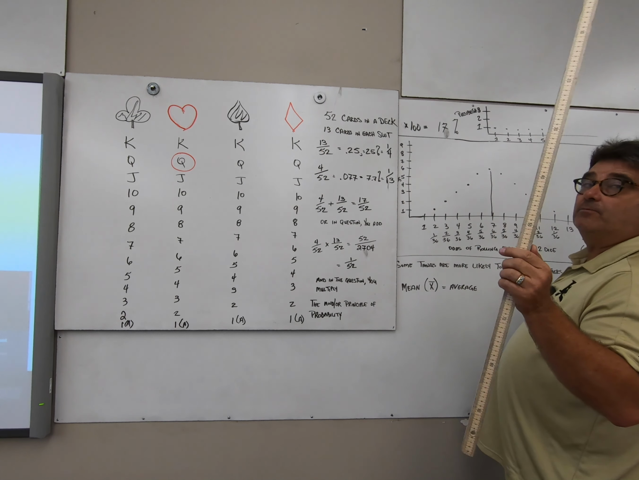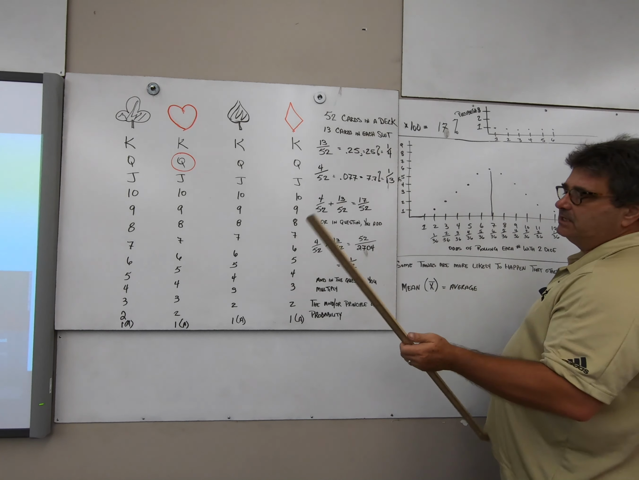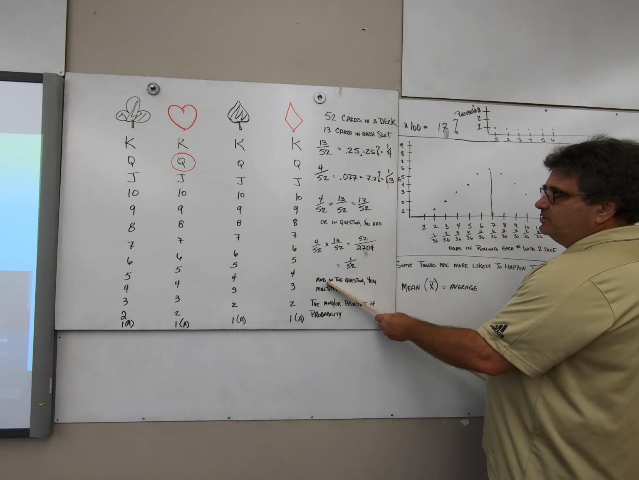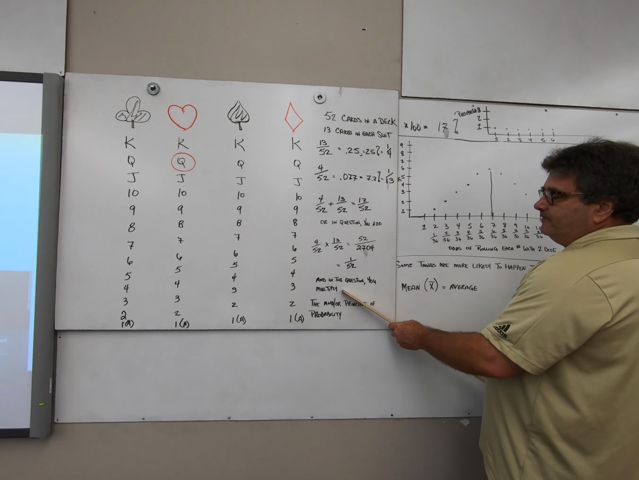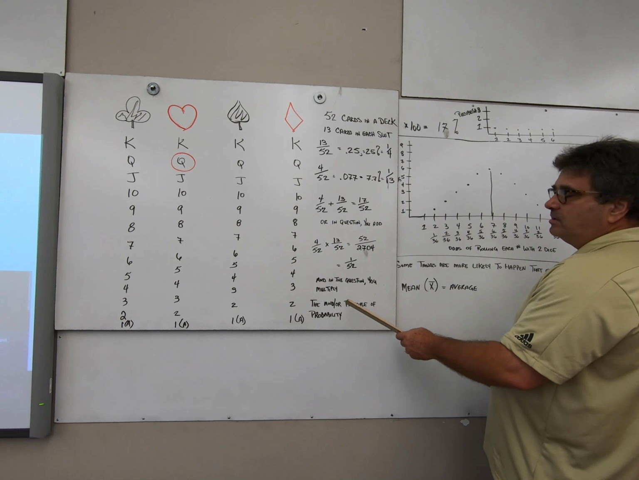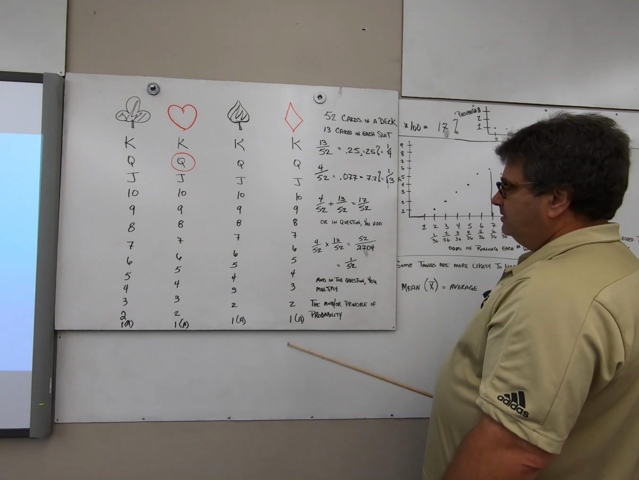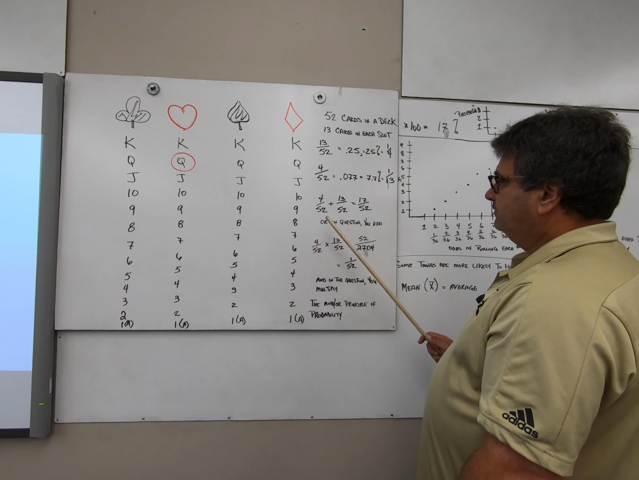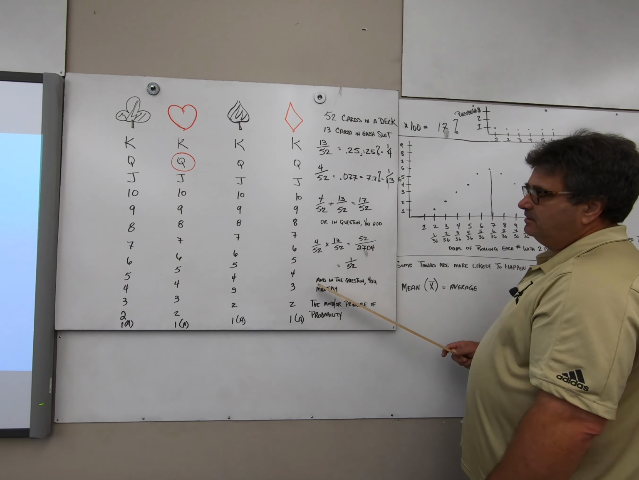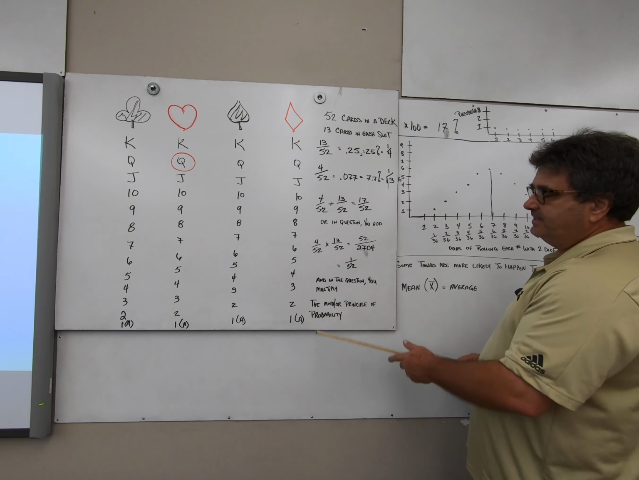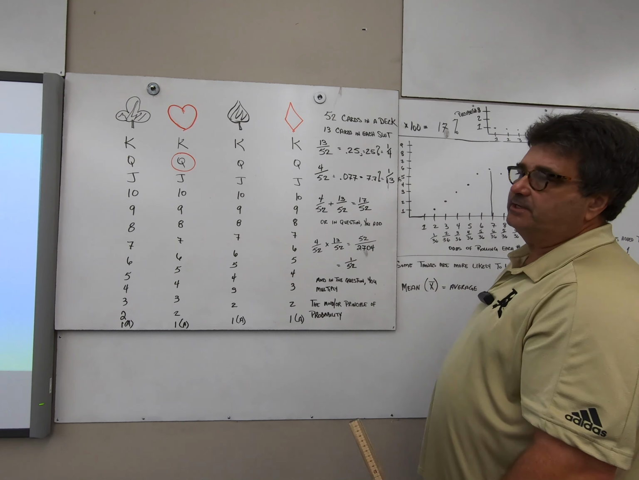So, for the and/or principle of probability, if or is in the question, you add. If and is in there, you multiply. And that's the and/or principle of probability.